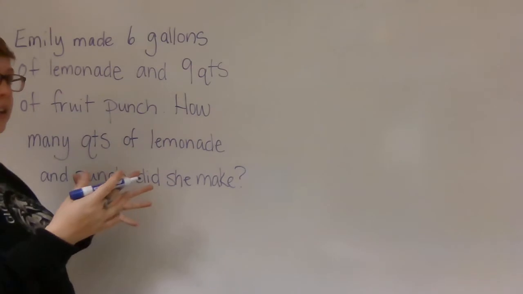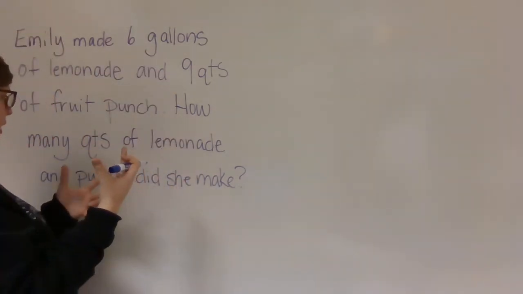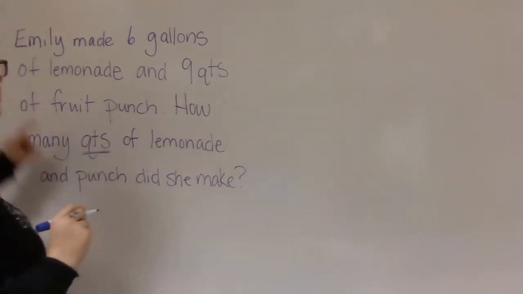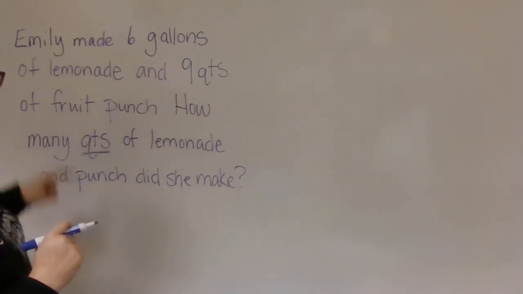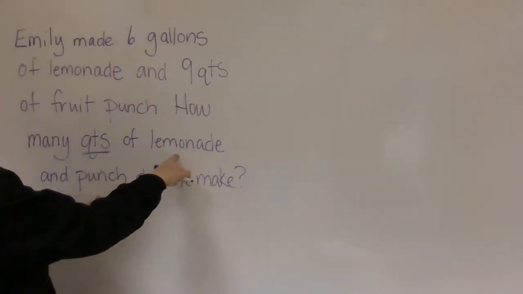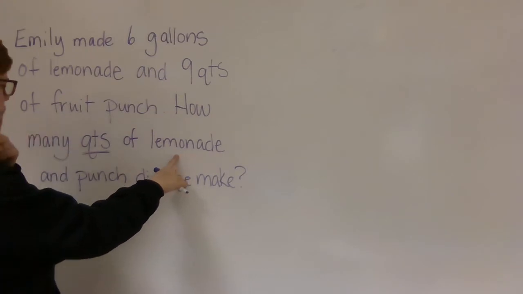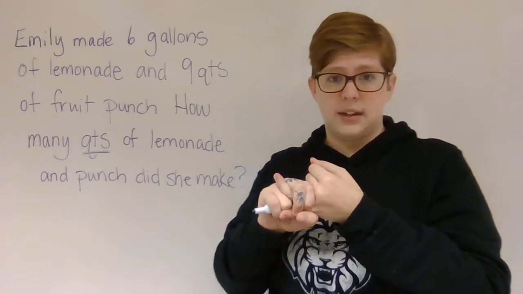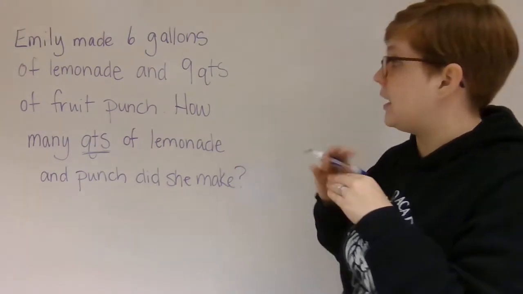So how many means I want to know altogether how many. And it's asking for how many quarts. So I'm going to look up here. Looks like I have 6 gallons of lemonade and 9 quarts of fruit punch. I see that one is gallons and one is quarts. So what does that mean? I need to find out how many quarts, so, of both lemonade and fruit punch.